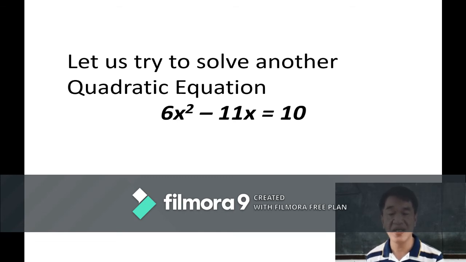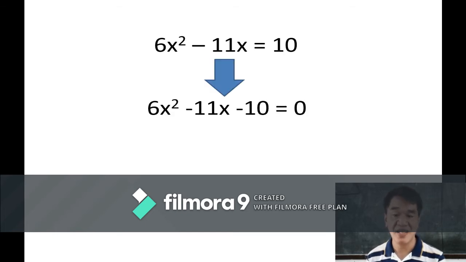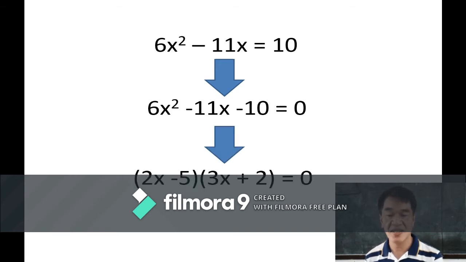We have 6x squared minus 11x is equal to 10. Can you factor this right away? Of course not. Just like what I have said, we will first transform this into its general form or standard form. So our standard form will be 6x squared minus 11x minus 10 is equal to 0. Since this is now equal to 0, which is in standard form, we are now ready to factor, which is the quantity 2x minus 5 times the quantity 3x plus 2.